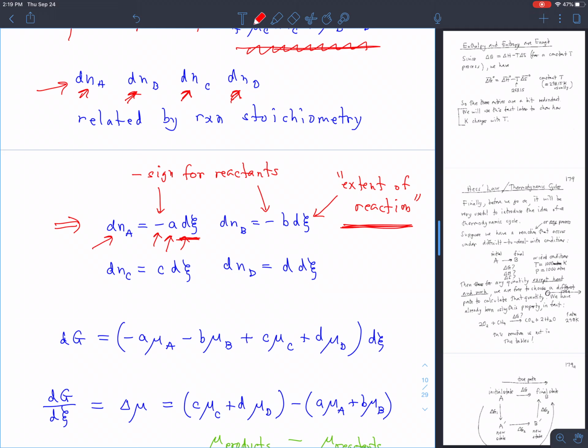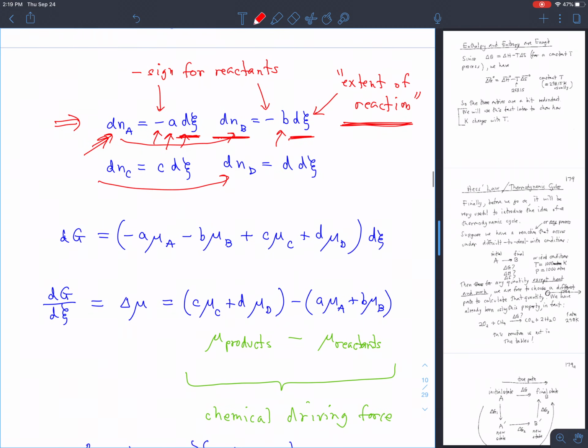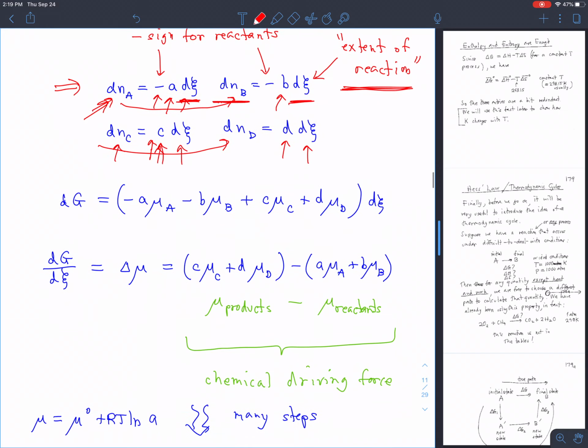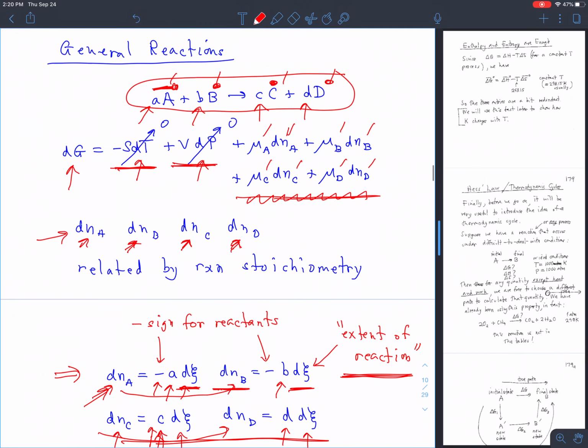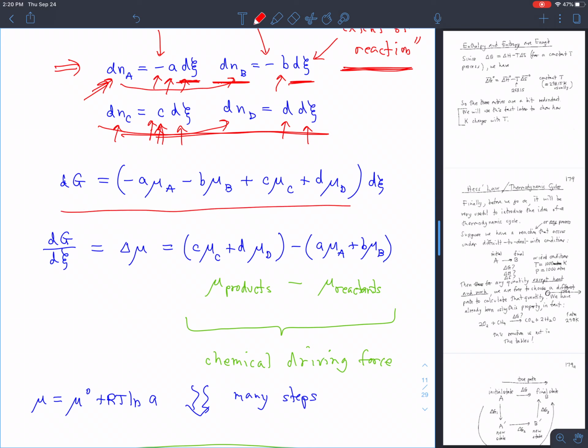Suffice to say that mathematically, this allows us to get all the stoichiometric relationships between all the changes in a nice way. So the change in the number of moles of B is just the stoichiometric coefficient for B times this same extent of reaction. Same for C, except notice now a plus sign for the products rather than the reactants. So the stoichiometric coefficient for C times dξ, and the same thing for D, and so on.